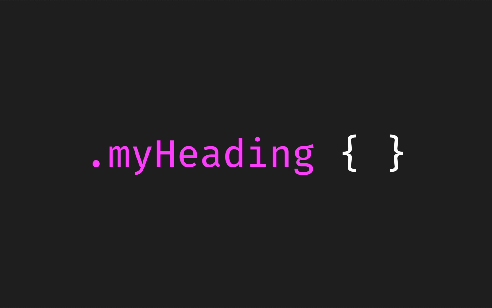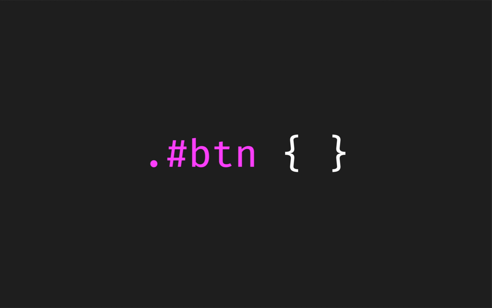You can identify class selectors by the full stop that begins the name, and normally the names are custom names. So for example, my heading. We also have the IDs. Now you can identify an ID by the hash before the name. This can be used in HTML elements, for example, a button, and you can target those elements with the ID.